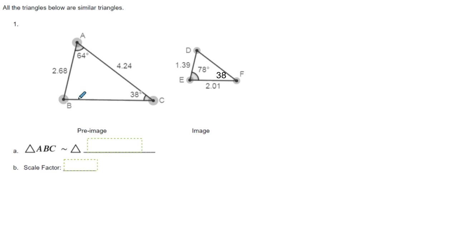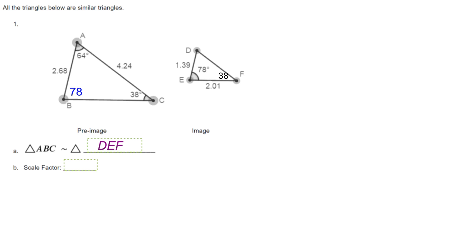So we know this angle here should be 78 degrees, which means this angle here should be 64 degrees. So angle A goes with angle D, angle B goes with angle E, and angle C goes with angle F. Therefore, if we're naming the similar triangles, we would say triangle DEF.